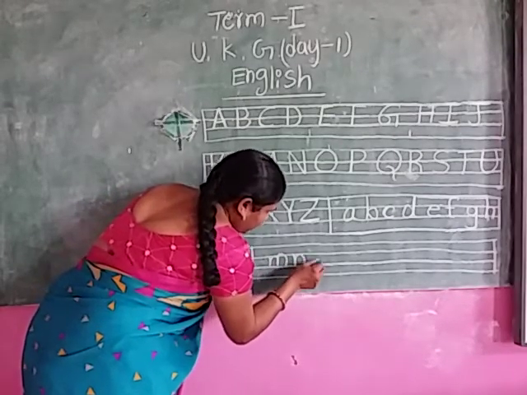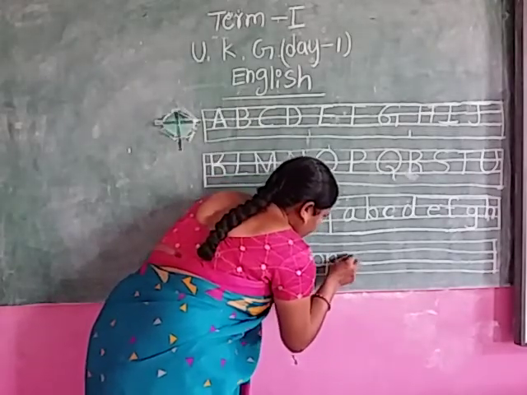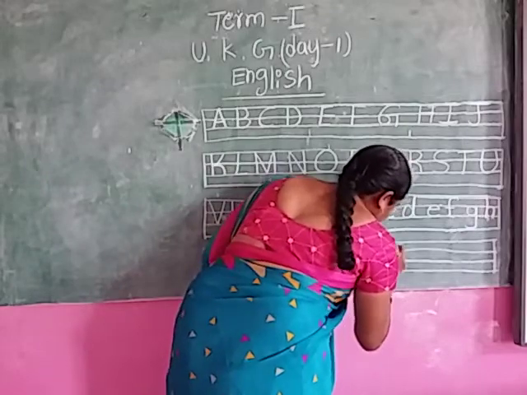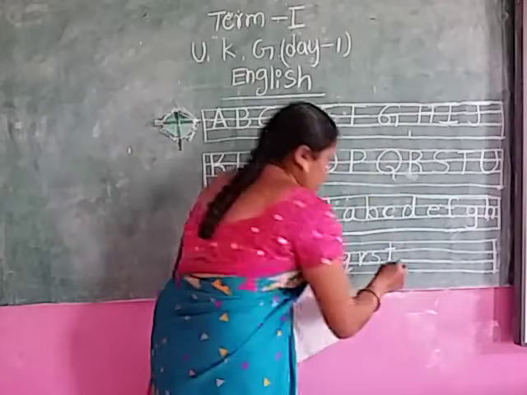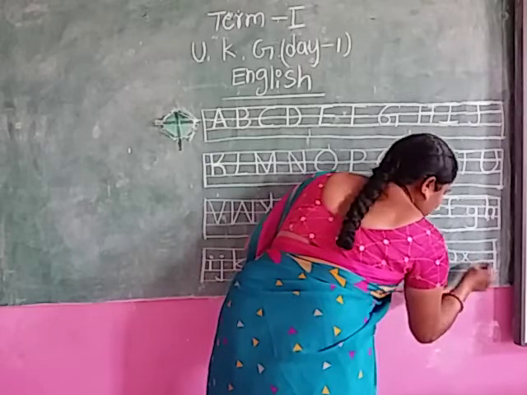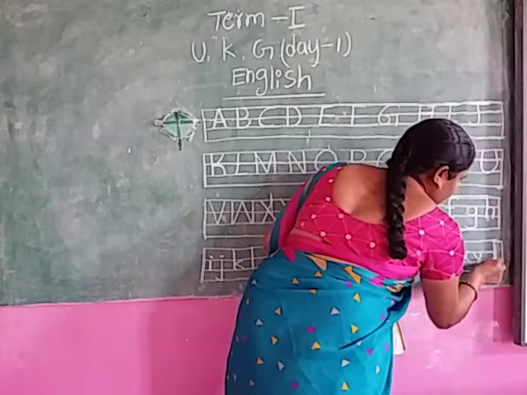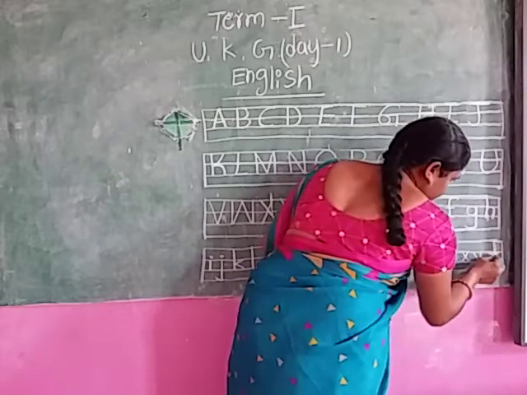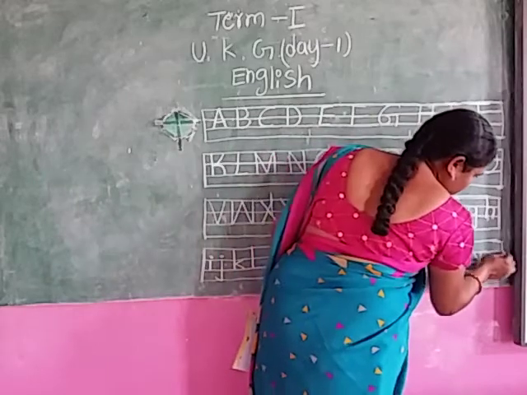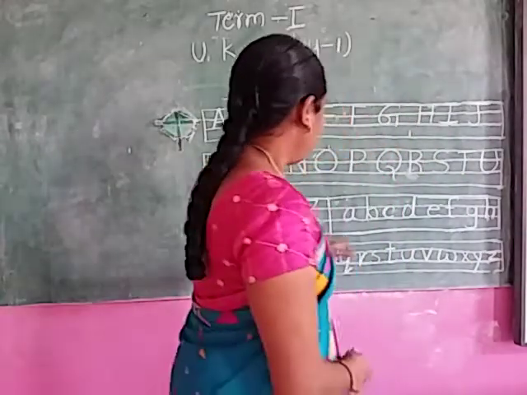m, n, o, p, q, r, s, t, u, v, w, x, y, z. Small letters. These are the small alphabets.